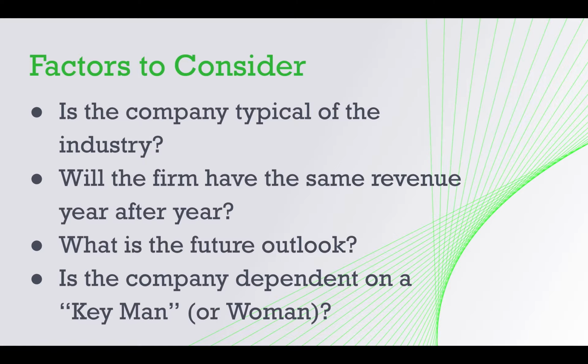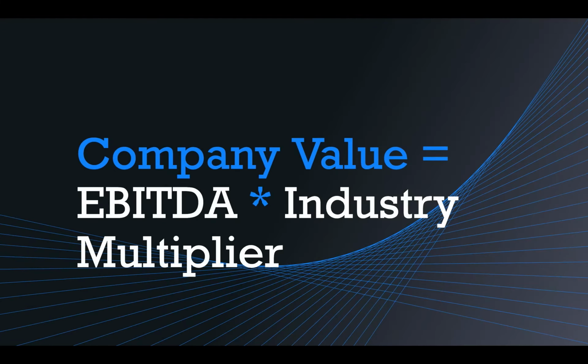Will the firm have the same revenue year after year? If the EBITDA this year is unusually high or unusually low, it might not generate an appropriate value. So you'd want to look at what is consistent, and what's the future outlook. If times are changing, like for example, who knows what's going to happen with entertainment post-COVID, perhaps a new multiplier would be appropriate to reflect that new outlook. And also, are they dependent on a key person? So in short, company value will equal EBITDA times the industry multiplier.